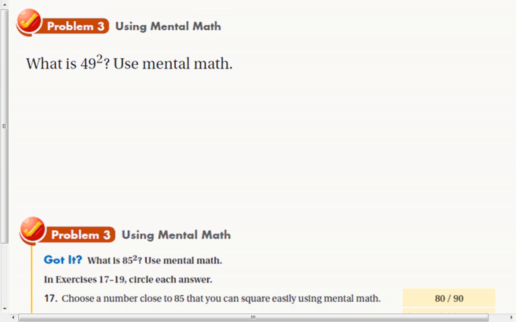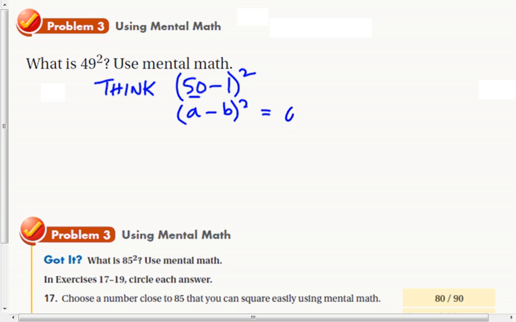All right, let's use this idea to do some mental math. Here's what I'm thinking: 49 is really just 50 minus 1. I'm using 50 because it's a number I can square in my head. And this is actually the form a minus b squared.